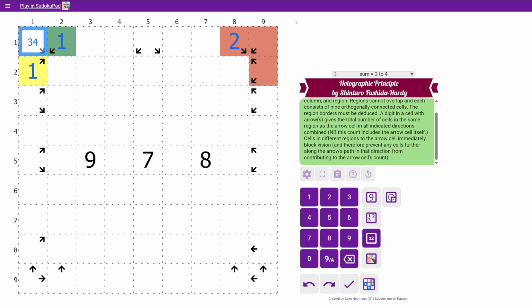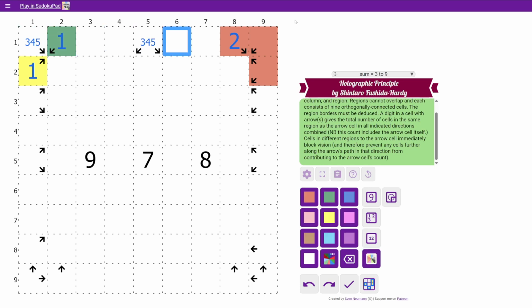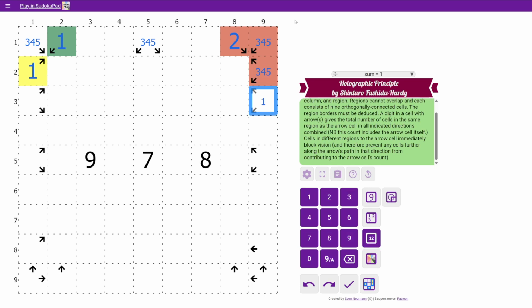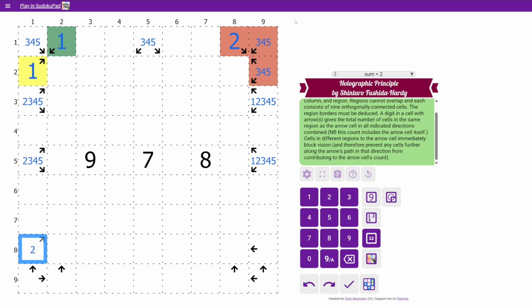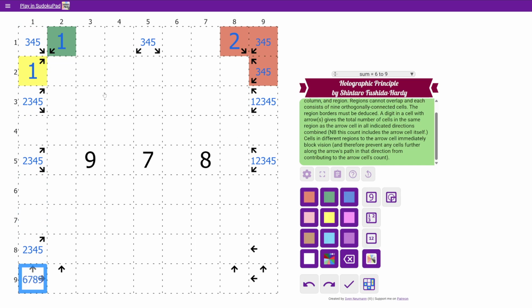So this is 3, 4, 5. This is 3, 4, 5. This is 3, 4, 5. This is 1, 2, 3, 4, 5. Etc. Etc. 2, 3, 4, 5. Okay. So we have a 2, 3, 4, 5 combo, as in the leftover cells are going to be from 6, 7, 8, or 9 in that column.